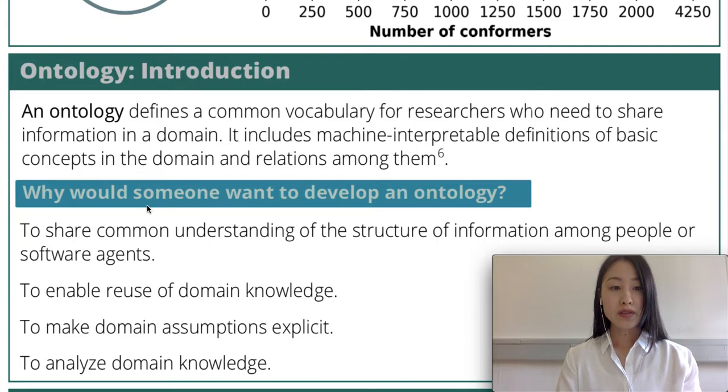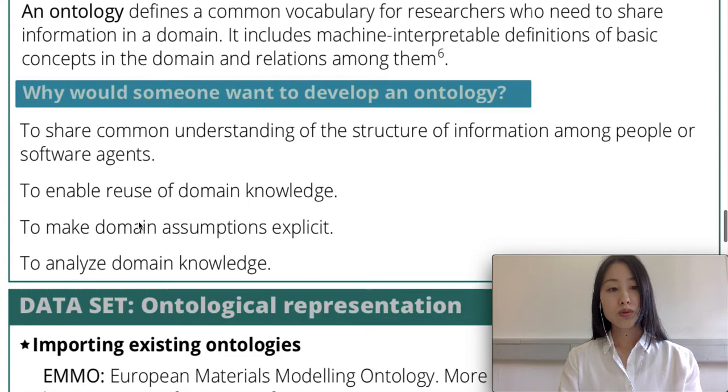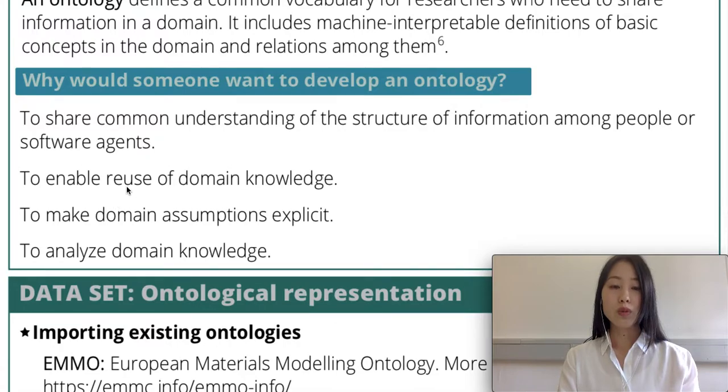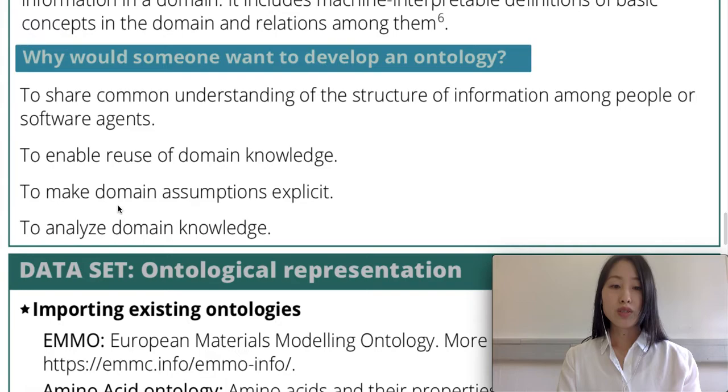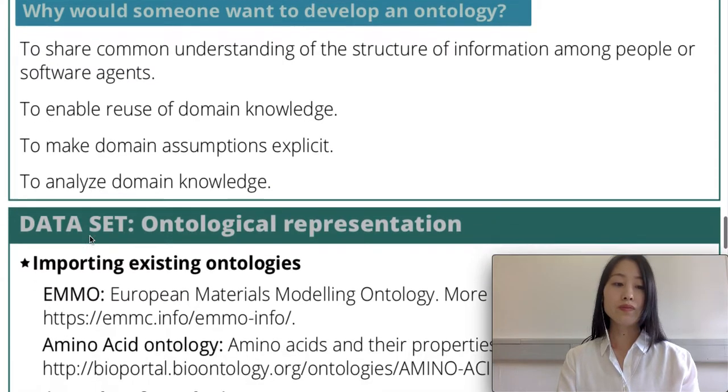And then we explain why someone would want to develop an ontology. Firstly, to share a common understanding of the structure of information among people or software agents. This is one of the common goals of ontology. Secondly, to enable reuse of domain knowledge. People can easily reuse existing ontologies for their own ontology. Then, to make domain assumptions explicit. And finally, to analyze domain knowledge. From this, new knowledge can be found.